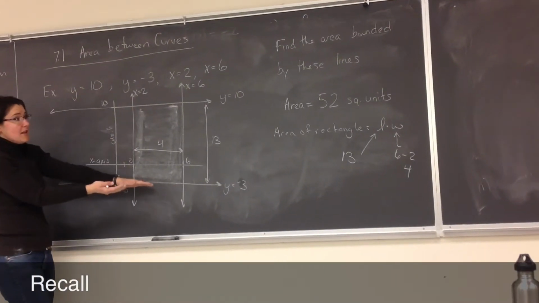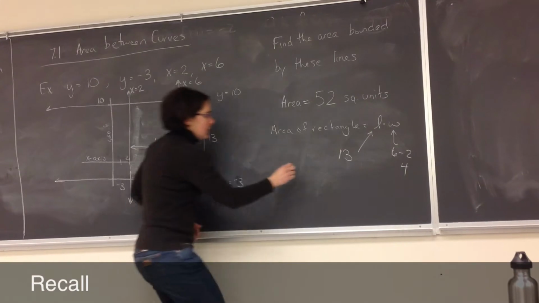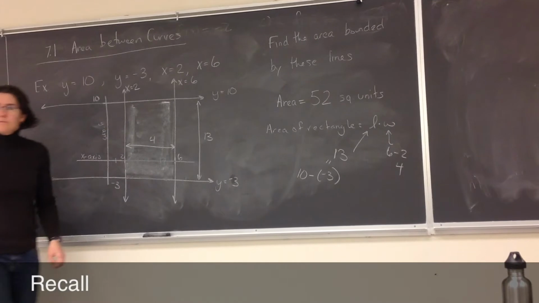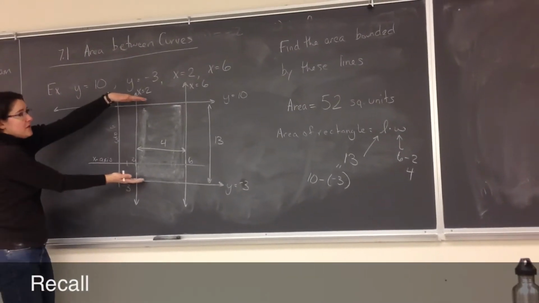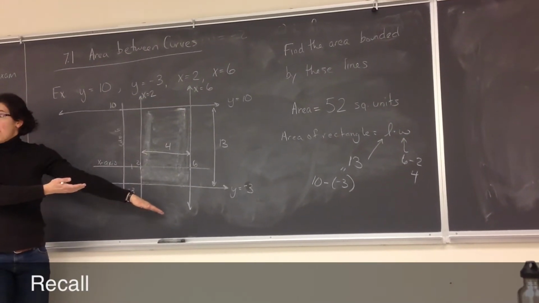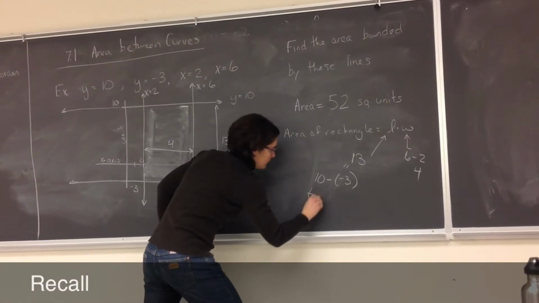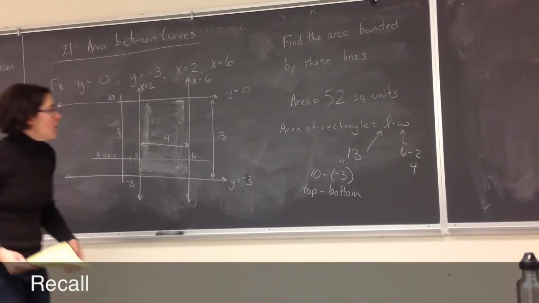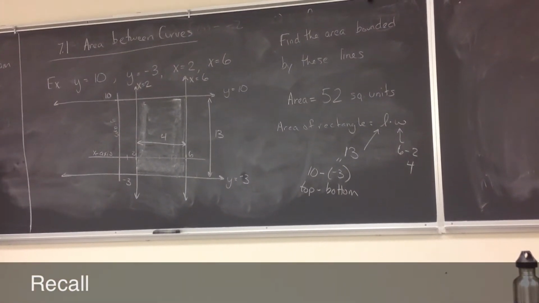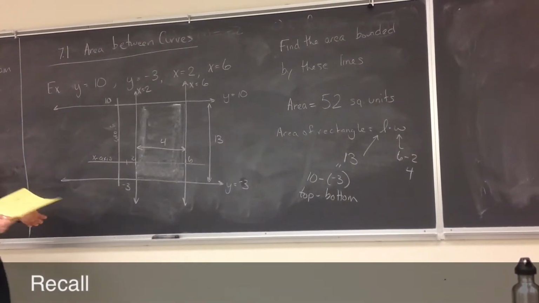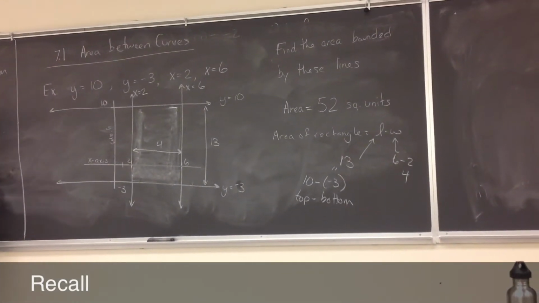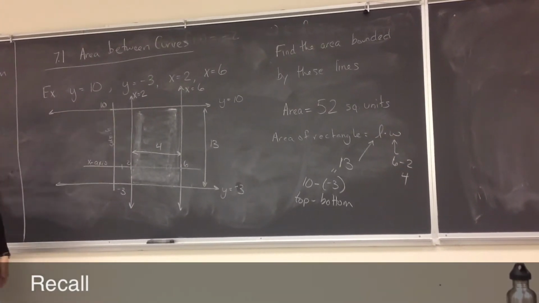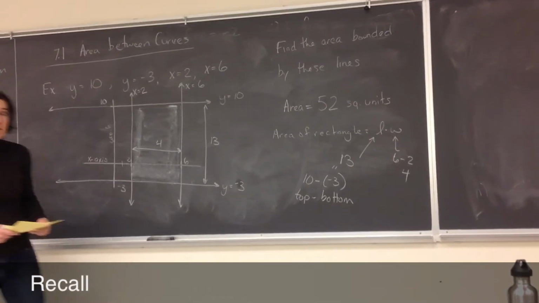But alternatively, we can think about this 13 as 10 minus the negative 3. So we can think of the height of this rectangle as top minus bottom. Okay, so this is a totally valid way to come up with the area of this rectangle. We know that the area of a rectangle is length times width, or base times height, however you want to think about it. And since this is definitely a rectangle, then we can calculate the area using those values.